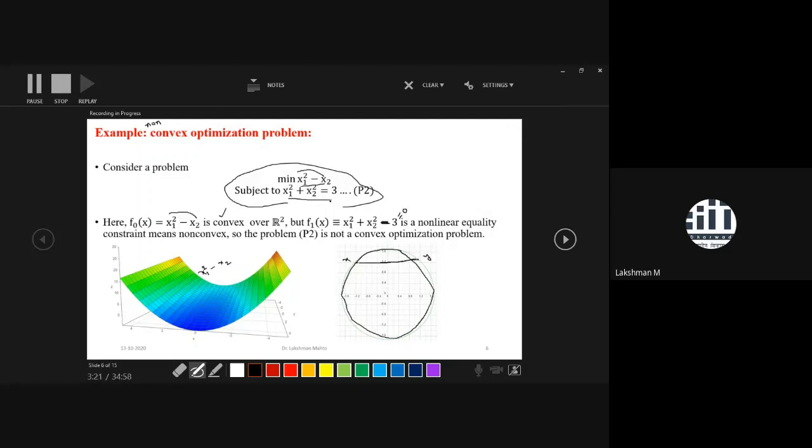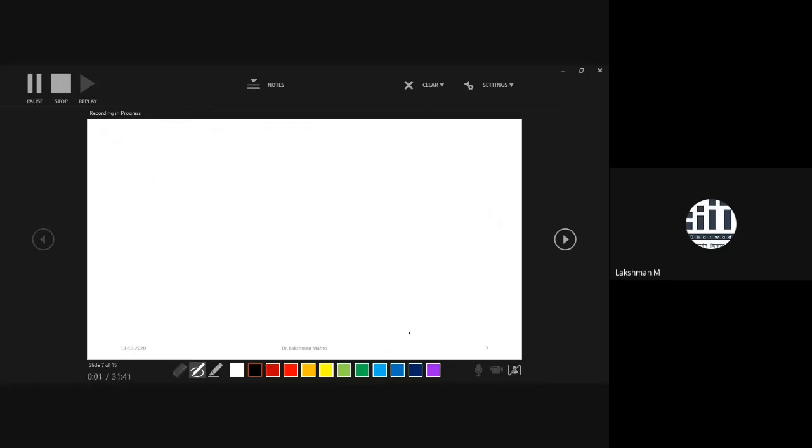So you can say that your feasible set is this circle, and the circle is not a convex set. That's why this problem is not a convex optimization problem. That means it is a non-convex optimization problem. One example is PCA. PCA happens to be a non-convex problem, and we will see those things later when we talk about the solution process of this optimization problem.